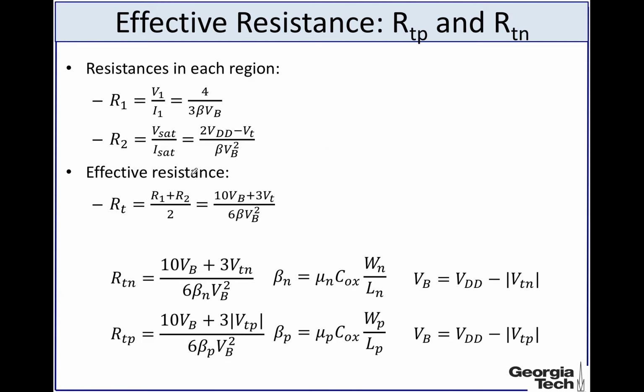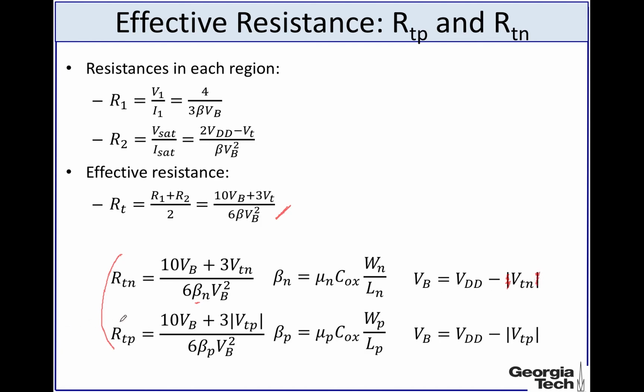Okay, so we have the same equations written over here. So RT is the effective resistance, and this RT, the way we defined it, was a general form of the effective resistance for both N MOSFET and P MOSFET. So here what we have written is the same expression for N-type MOSFET and P-type MOSFET. Now for the N-type MOSFET, the VT is replaced by VTN, and here beta is simply mu n COX W over L, and here the VB is VDD minus VTN. Now note that VTN is a positive number, so you can actually just get rid of this magnitude sign over here.